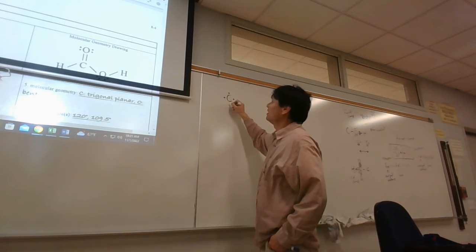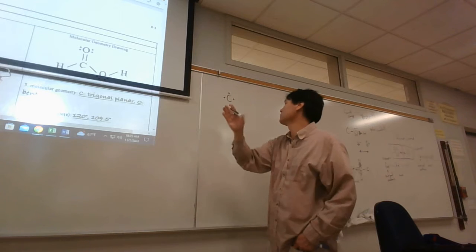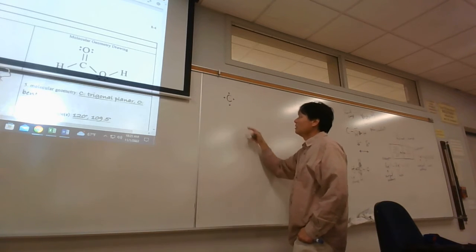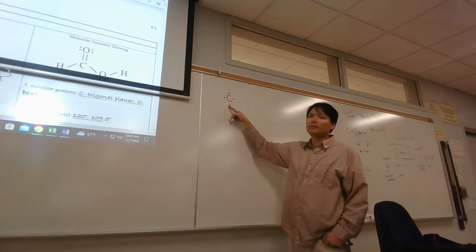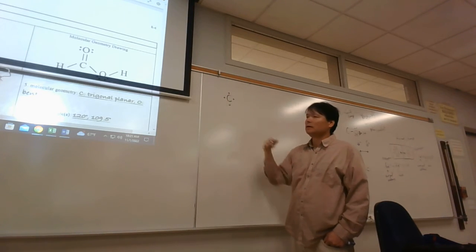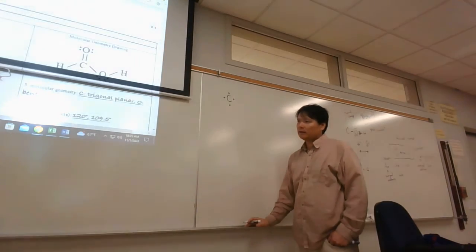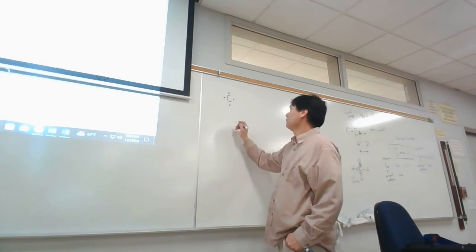Carbon has how many valence electrons? Well, it's in group 4, so it's 4 valence electrons. And so this is going to want to form 4 bonds. These are what we call dangling bonds here. They want to form 4 bonds. Typically, we could have exceptions to that.